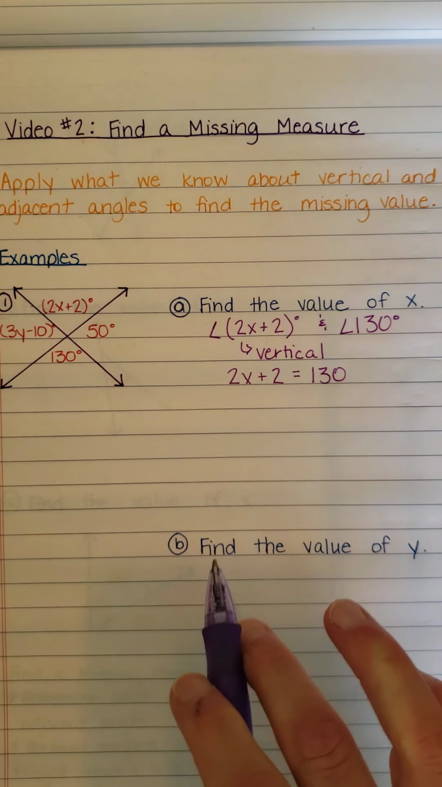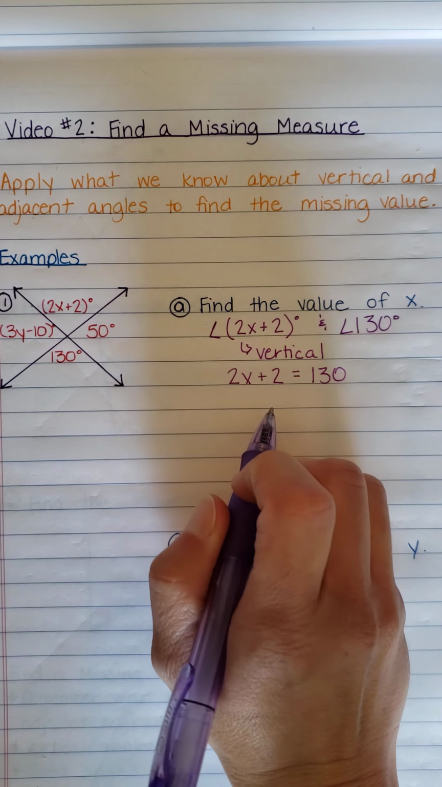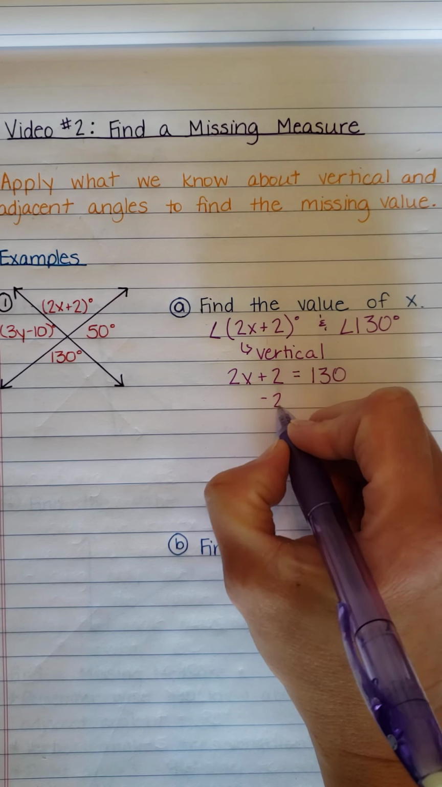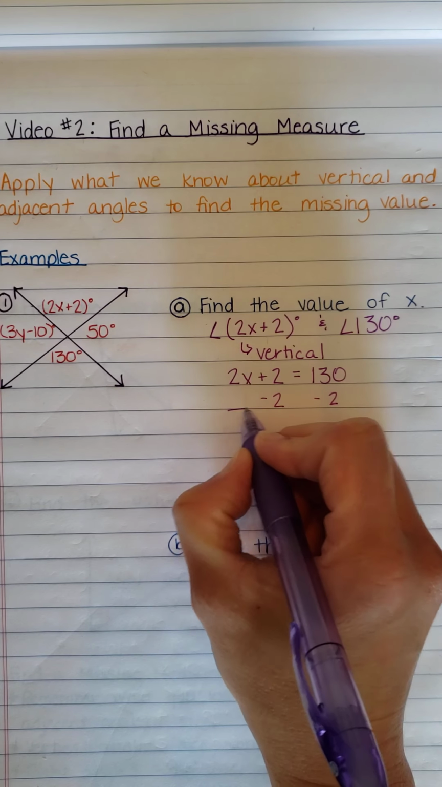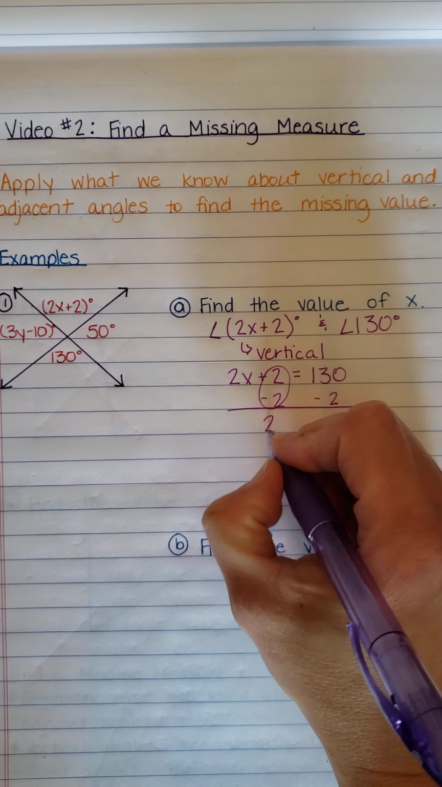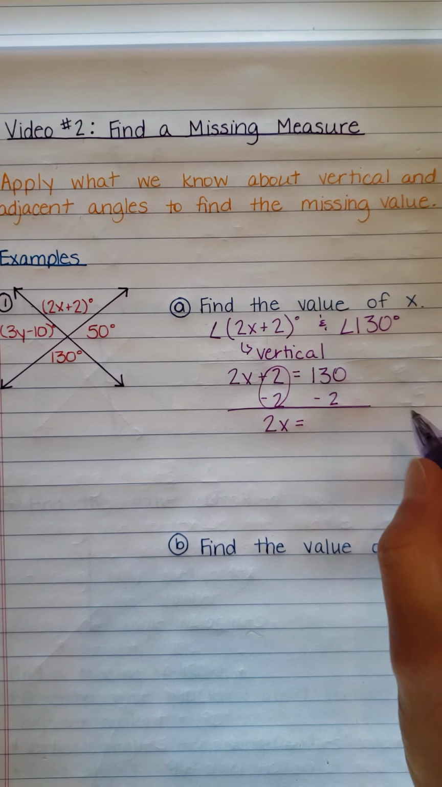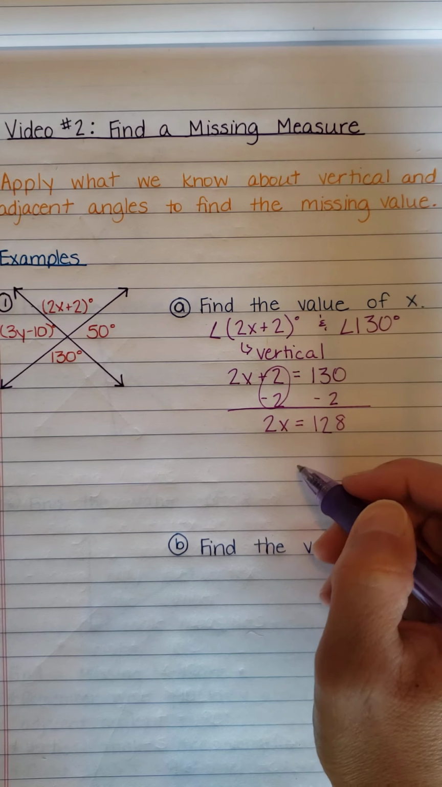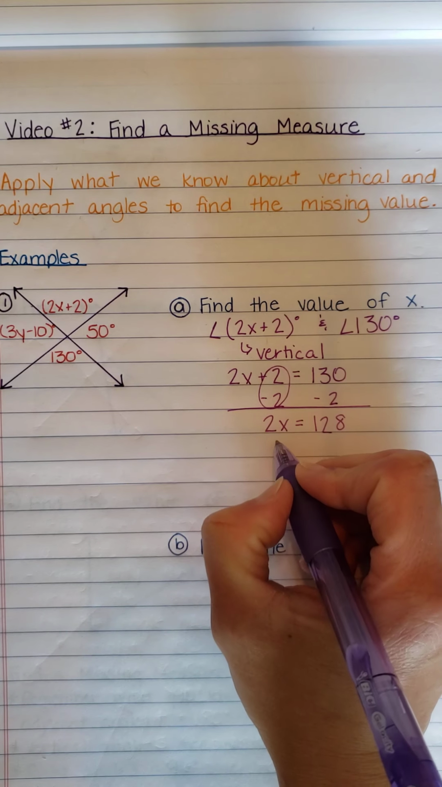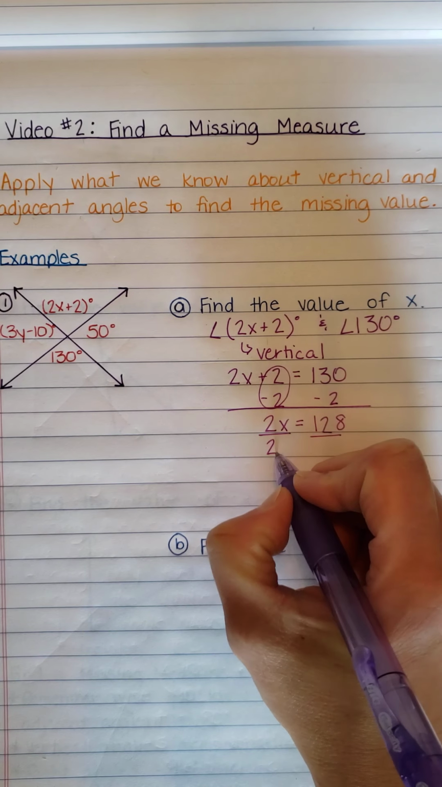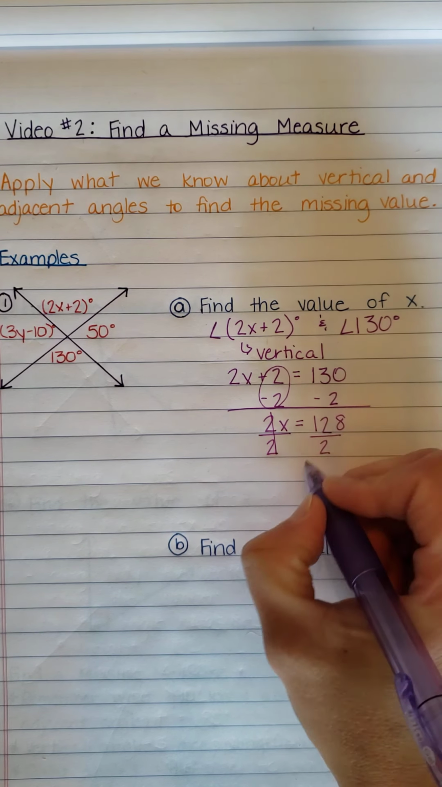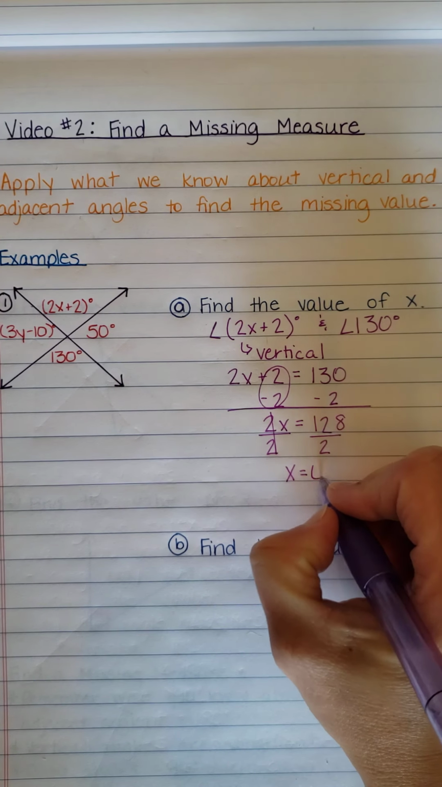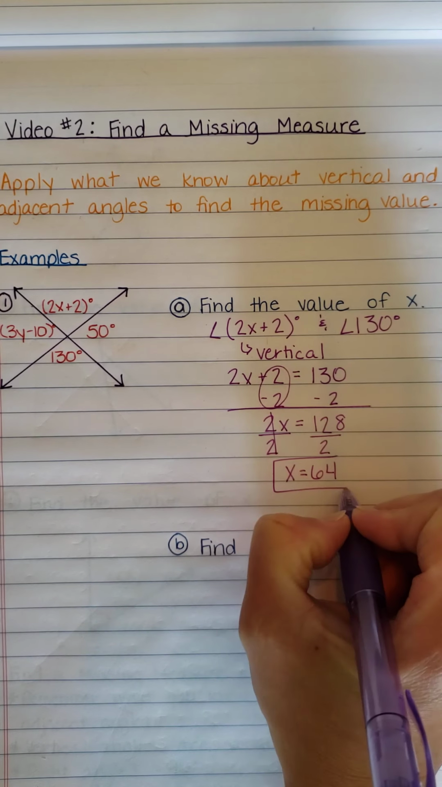Now we have an equation, and we are going to solve this equation for x. In order to solve for x, I have to perform the inverse operation. So I'm going to subtract 2 from each side. That makes 0. That leaves me with 2x equals 130 minus 2 is 128. Now I have 2x equals 128, so I need to solve for x. That means I have to divide by the coefficient, which is 2. 2 divided by 2 is 1, so that leaves me with x equals 128 divided by 2, which is 64. So x is equal to 64.